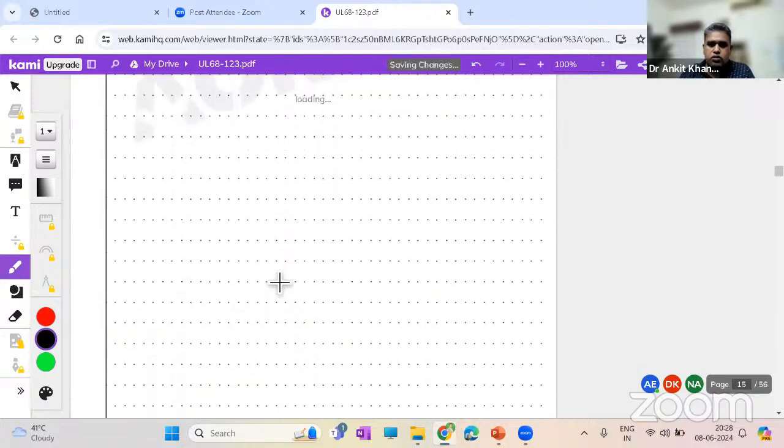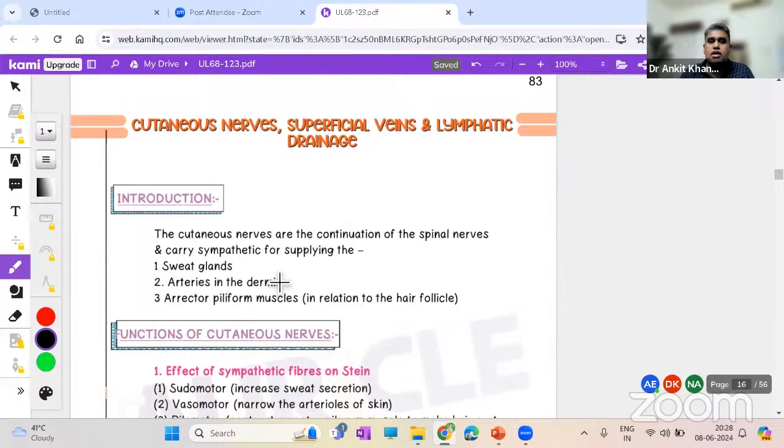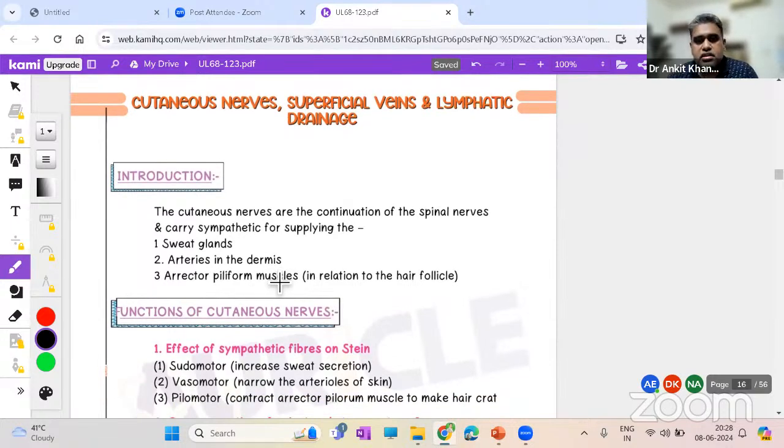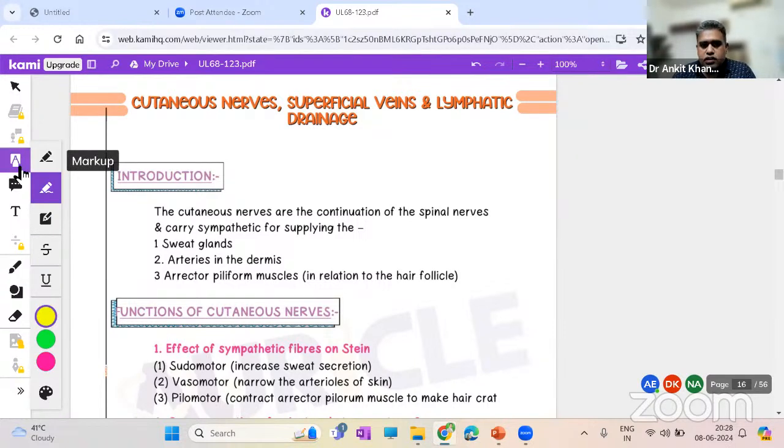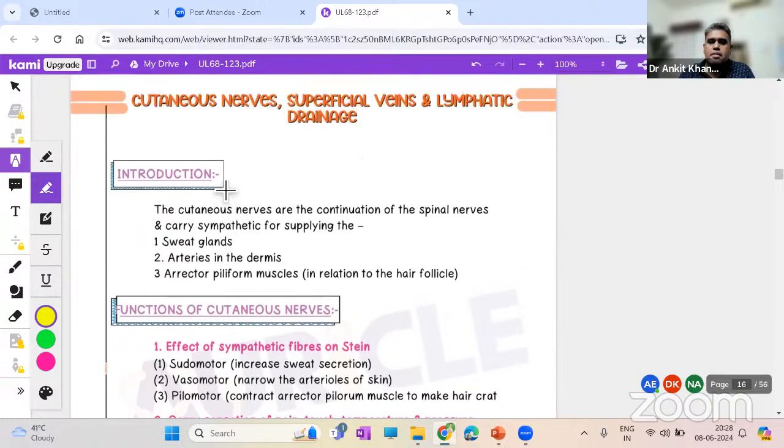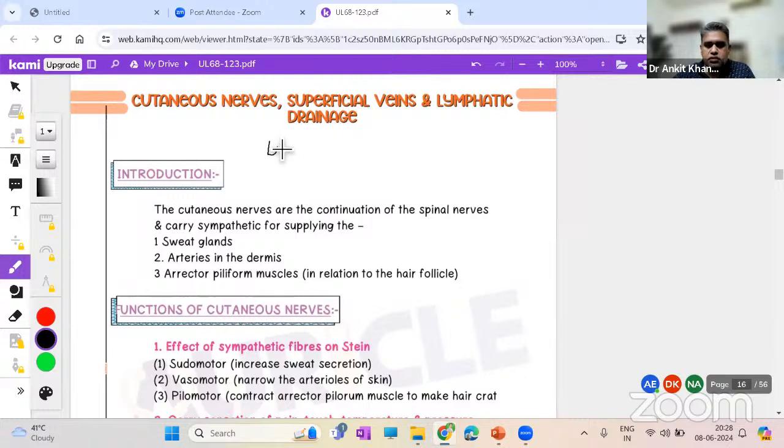Okay, let's move on to the next topic over here, which is cutaneous nerves, superficial veins and lymphatic drainage. They can sometimes come as a question. We'll just go through it. So cutaneous nerves, for basic understanding, we should know that obviously cutaneous nerves are there, and obviously we give them as the labels of dermatomes.